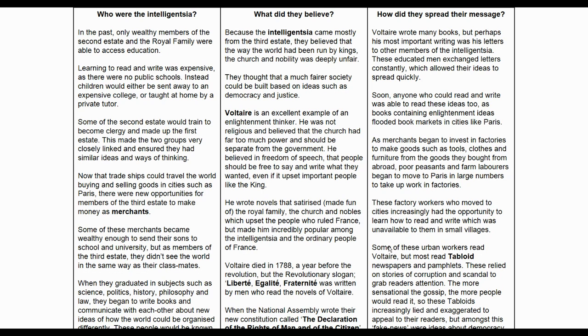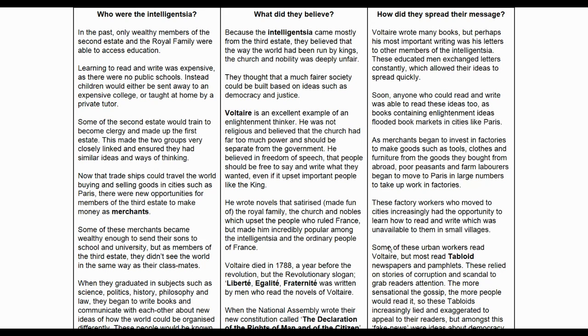Now that trade ships could travel the world buying and selling goods in cities such as Paris, there were new opportunities for members of the third estate to make money as merchants. Some of these merchants became wealthy enough to send their sons to school and university, but as members of the third estate, they didn't see the world in the same way as their classmates.